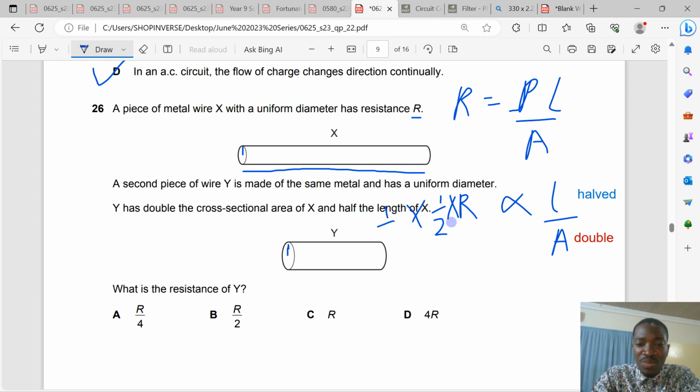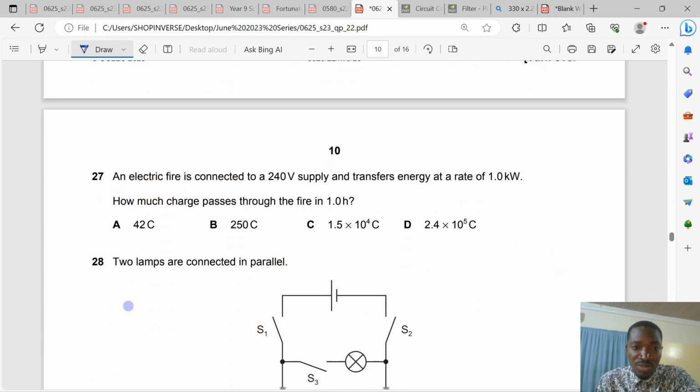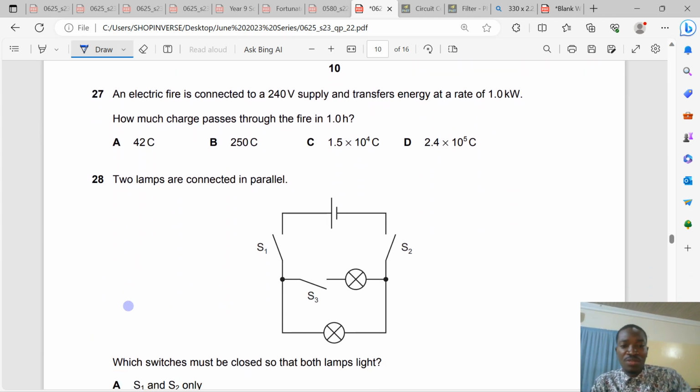So you are multiplying the resistance by half and half. That means you have 1/4 of the R. That is R over 4. That makes A the correct answer to this question. I hope this is understood. Please, if you don't understand, you have to go back and watch that part of the video again.